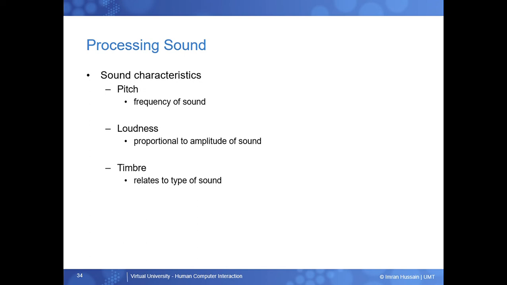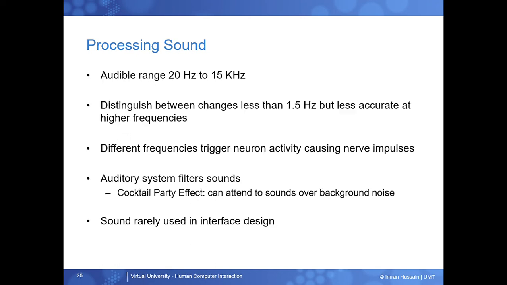Sorry. Okay, so then of course you have the loudness and softness of sounds. This is the amplitude of sound. And the timbre, this relates to the type of sound. So the audible range of the human ear is from 20 hertz to 15 kilohertz.